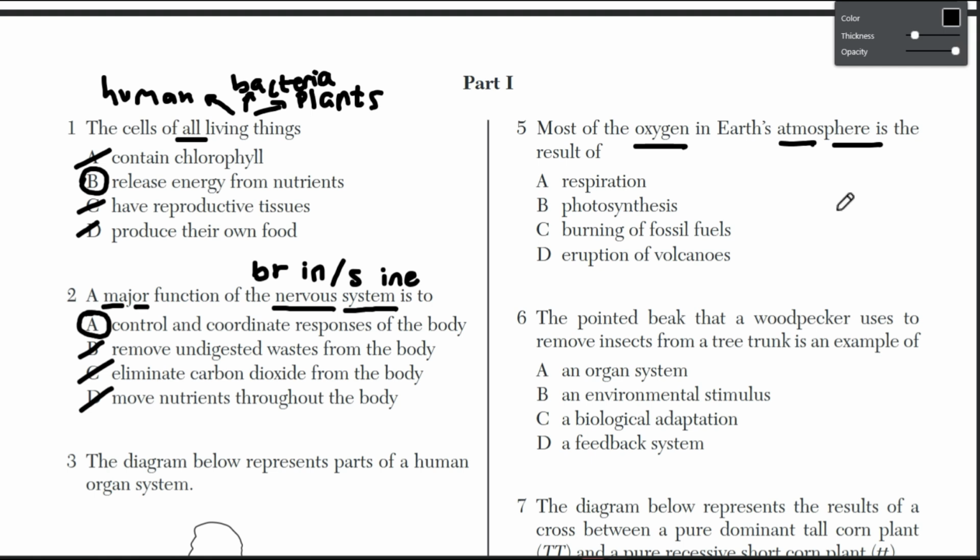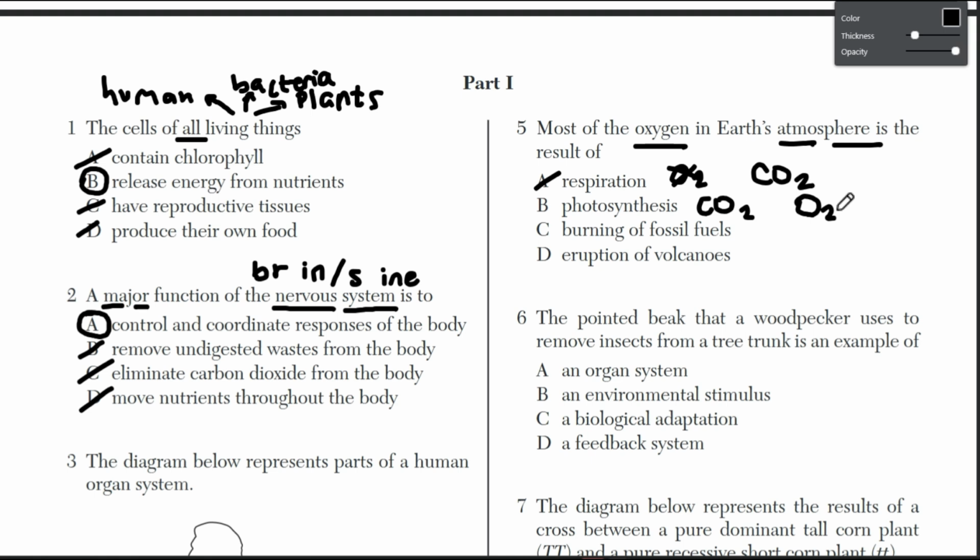A, respiration. Well, with respiration, we actually take in oxygen, so oxygen gets used up. It doesn't get produced. So this is actually the opposite of what's happening. We take in oxygen and then we produce carbon dioxide. So respiration cannot be correct in this case. Photosynthesis. Well, in photosynthesis, plants take in carbon dioxide and they do let out oxygen. So that's definitely a possibility, but let's continue on through our options here.